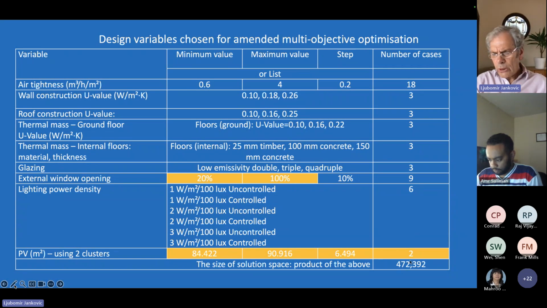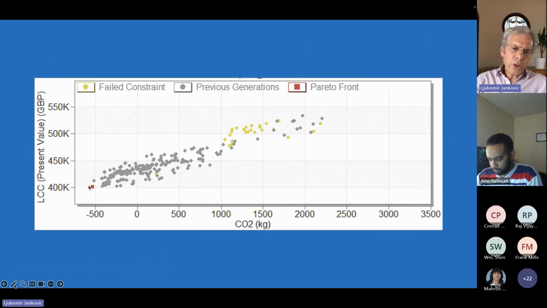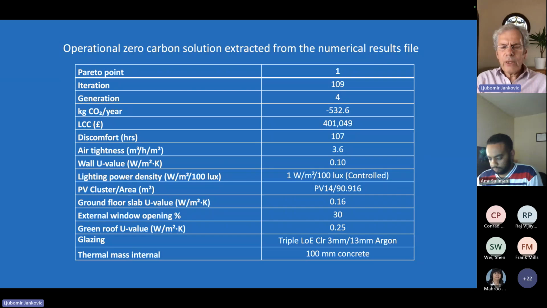That brought the solution space down to 472,000. And with that, I then achieved a Pareto point with negative carbon emissions of more than minus 500. So that gives us the recipe for this design of the building. When we tap into this point, that gives us the recipe for design, and we use this recipe as one part of the solution, which deals with operational zero carbon design.